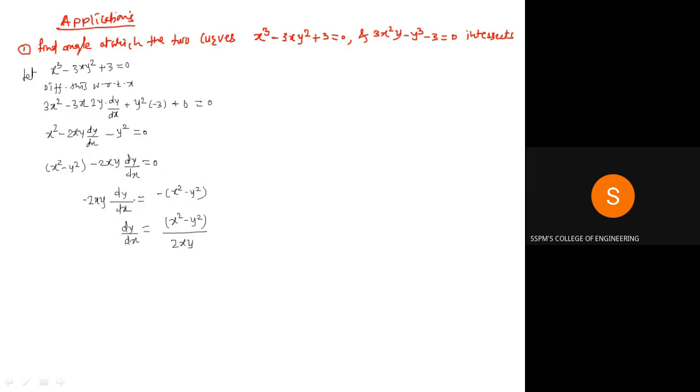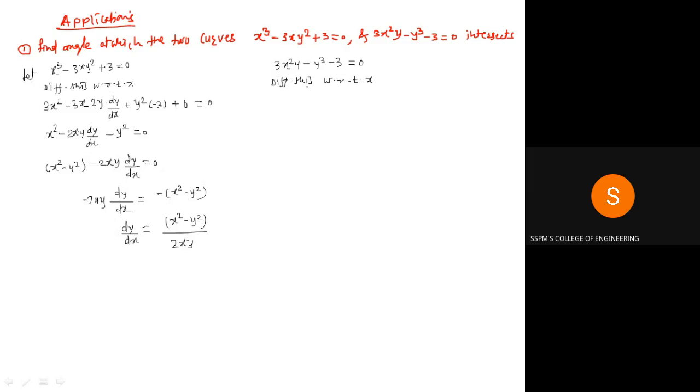Slope of first curve. Now in similar fashion, to find the slope of the second curve. So what is that second curve? Thrice into x square y minus y cube minus 3, that is equals to 0. So apply a similar method on the second curve also, to find the slope of the curve, that is the tangent. So differentiating this expression with respect to x.